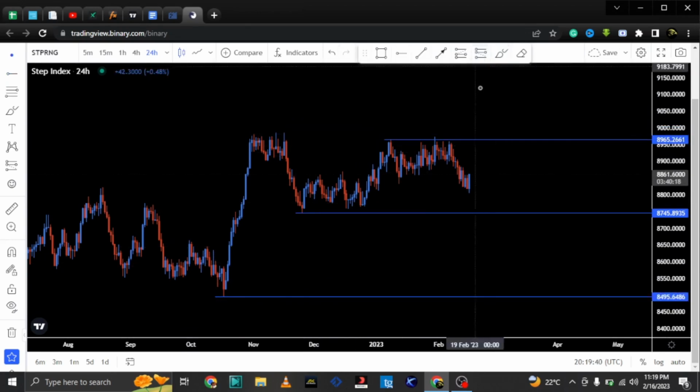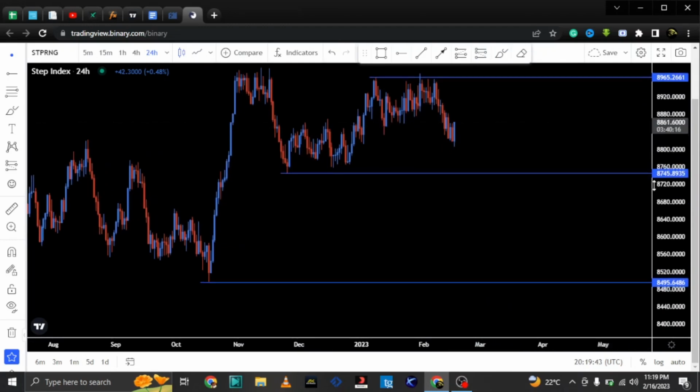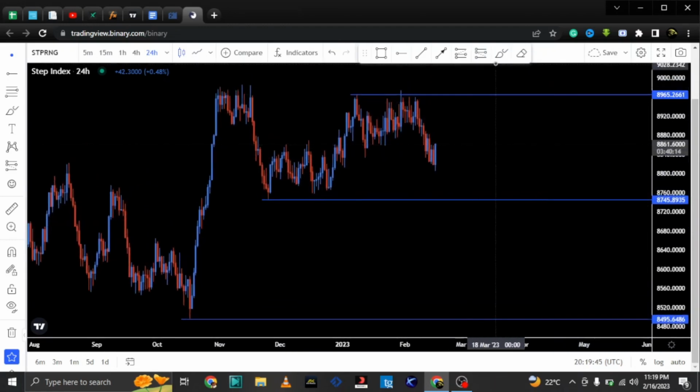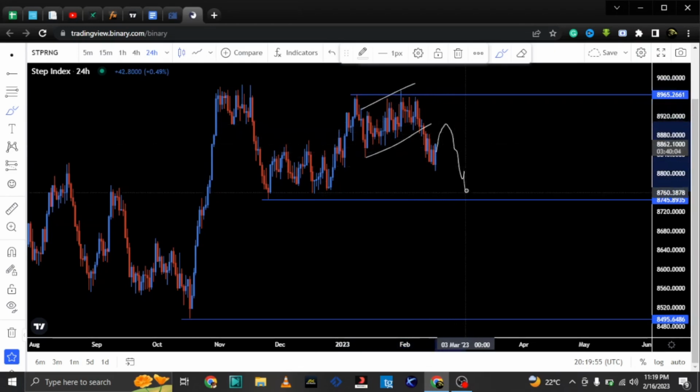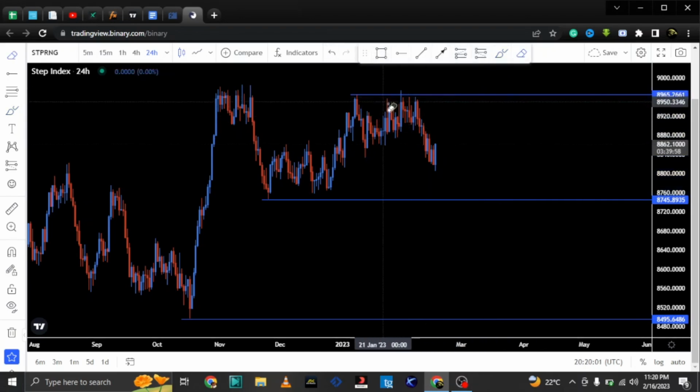But let's remove this for now. So you see that we have a very clean structure over here. Look at this. The market has actually given us an impulse move correction. That's why it's now breaking out, and then it's doing some sort of retest before it continues to move to the downside.